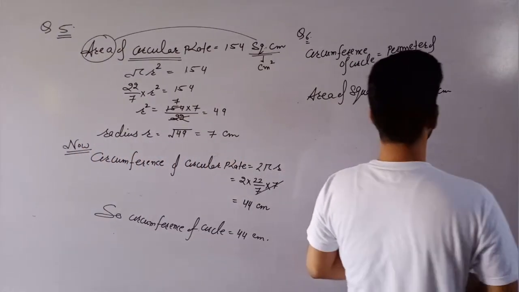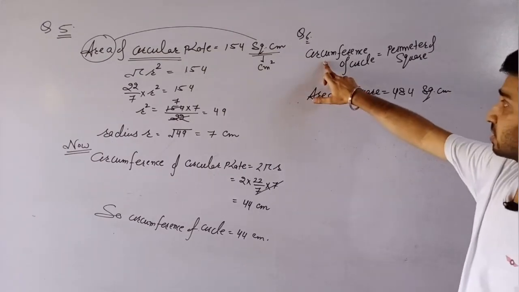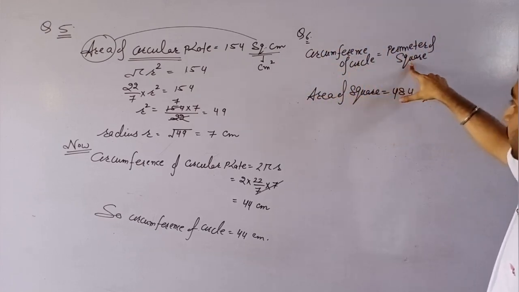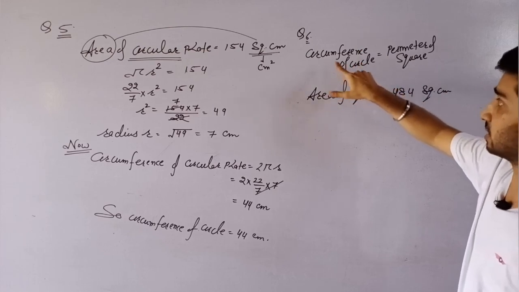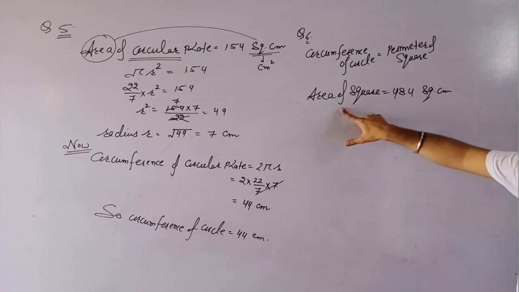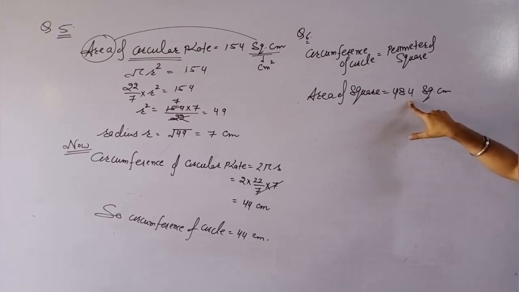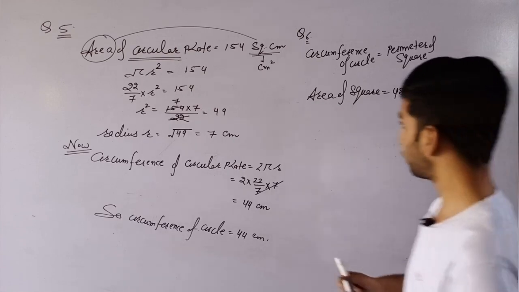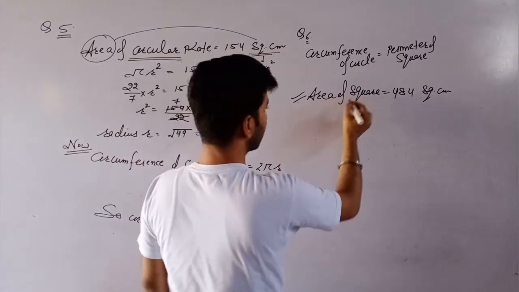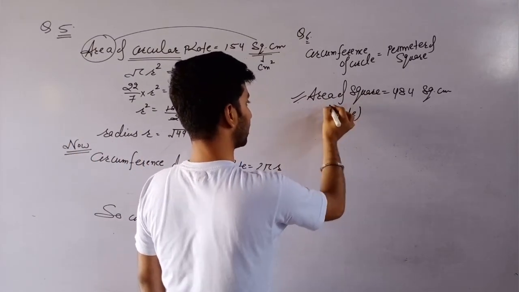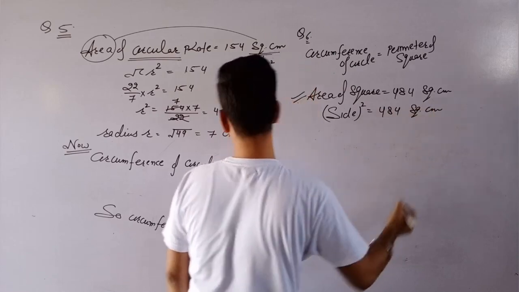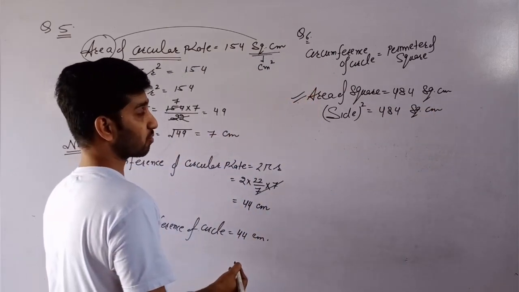In this question two things are given. First of all, circumference of circle is the perimeter of square. It is a relation between circle and square, that circumference of circle is equal to perimeter of square, and the given value is only one, that area of square is 484 square centimeter. So first of all we will use this area of square, and we know that area of square is given by side square is 484 square centimeter. It is the area of square.